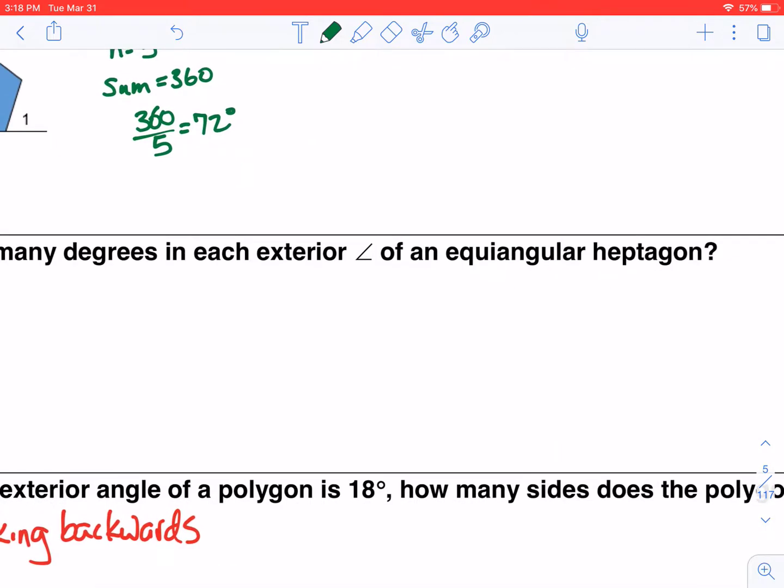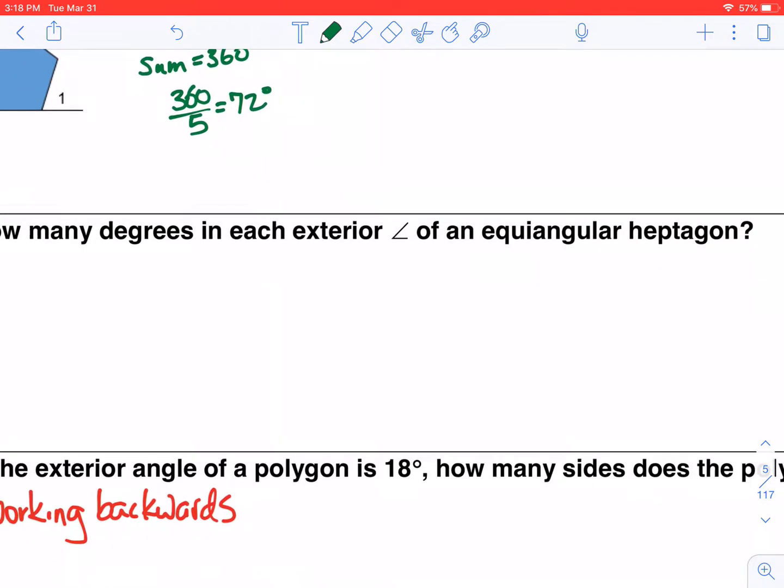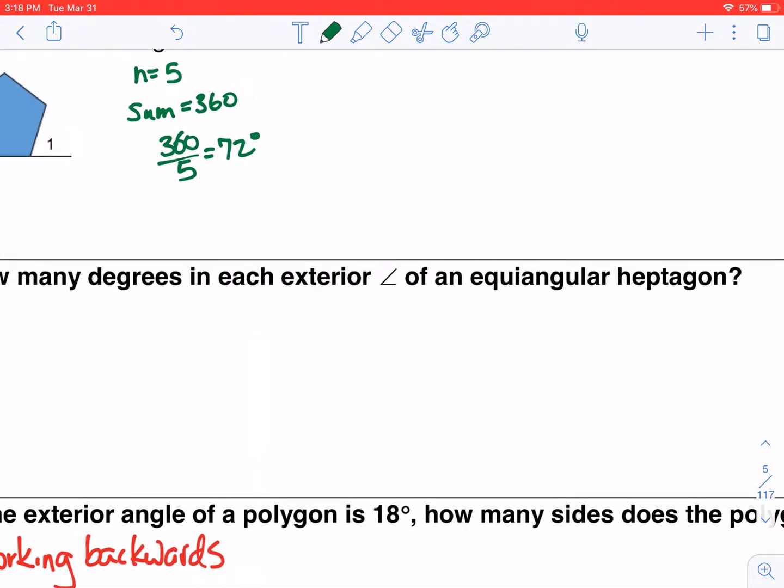Go ahead and do it for a regular heptagon. I will wait here while you find the exterior angle of a heptagon. Again, n, sum, and then you're going to tell me the answer.